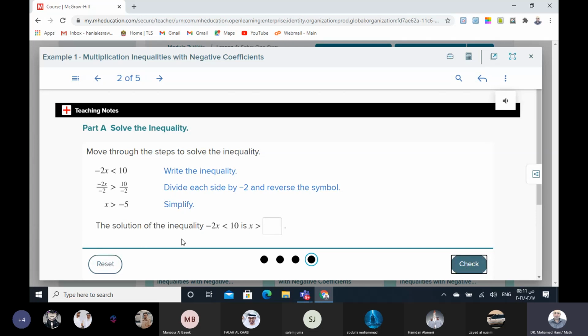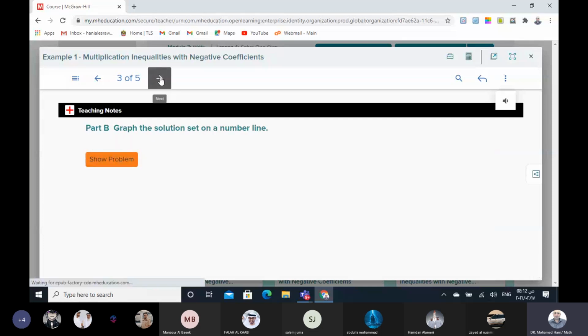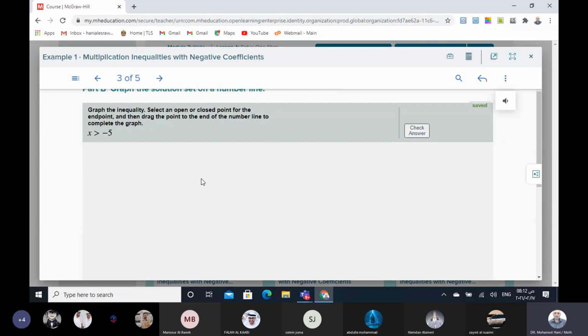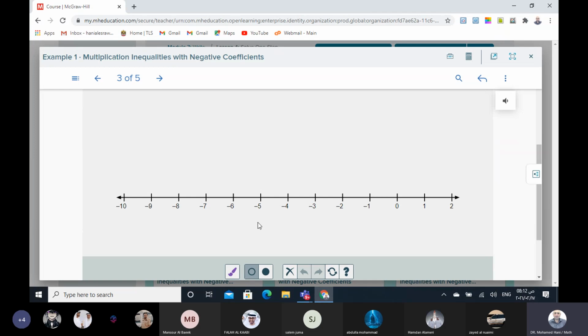Then the solution of the inequality minus 2x less than 10 is x greater than minus 5. To graph this inequality, look at the sign. The sign here is without equal, so use an unshaded circle. Then x greater than means the direction is to the opposite side.